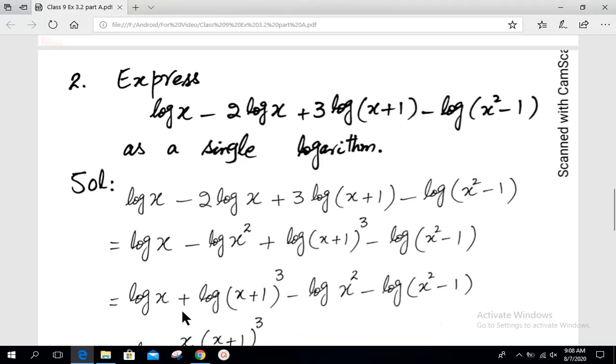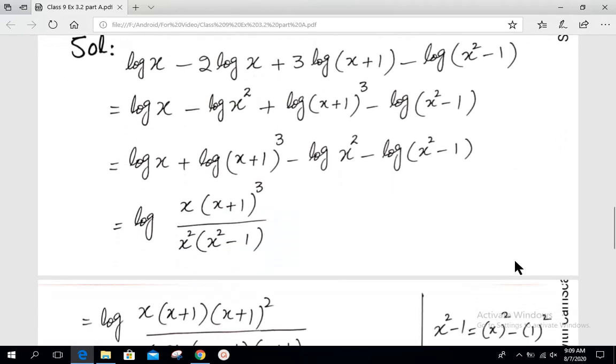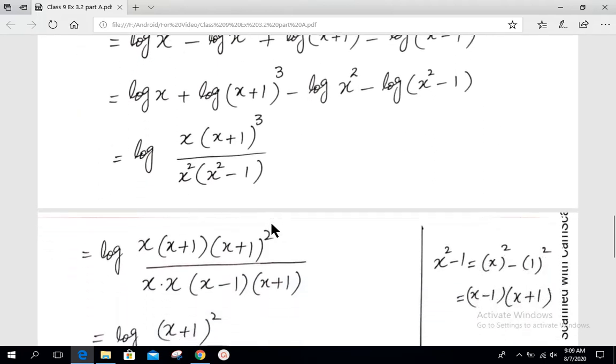Viewers, here is the first law of logarithm, that is the sign plus. So with single log you will multiply these, whereas minus both will be multiplied but at the place of denominator. This is well clear in the next step. That is single log of x multiplied by x plus 1 whole cube divided by x square into x square minus 1. Hope clear.